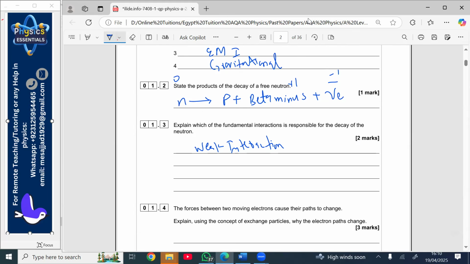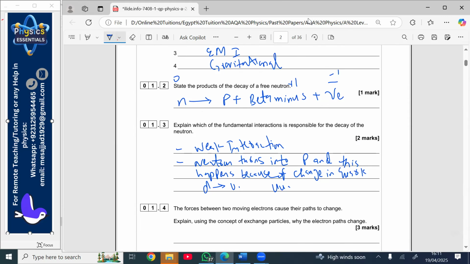Okay, and the reason for that, you will write that neutron turns into proton, and this happens because of change in quark. So a down quark is actually converted into an up quark.